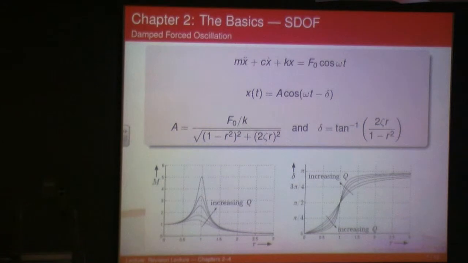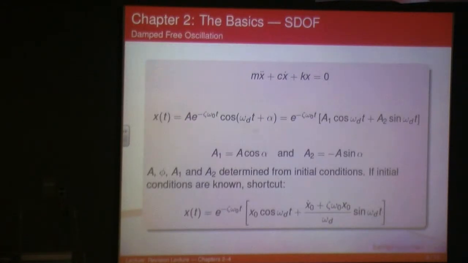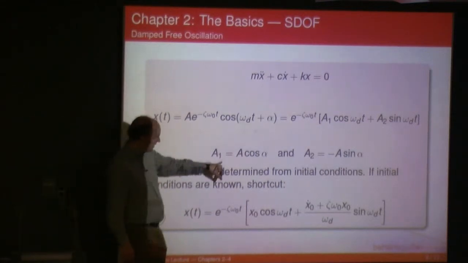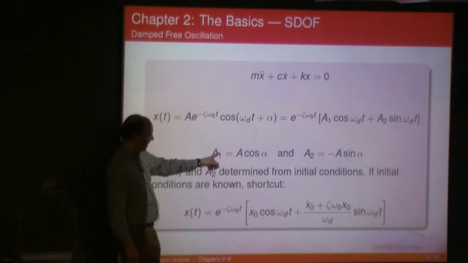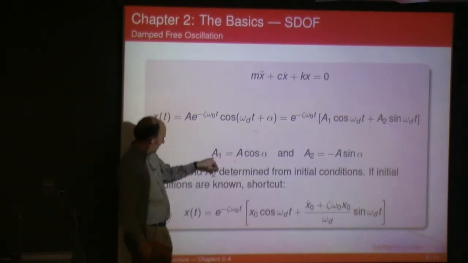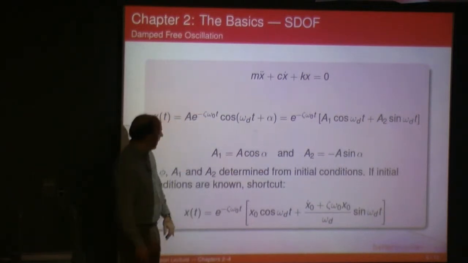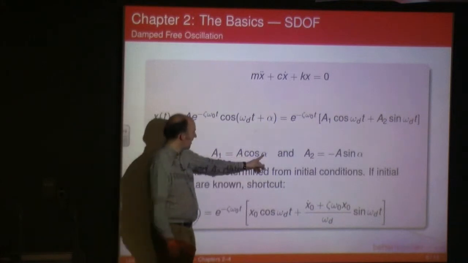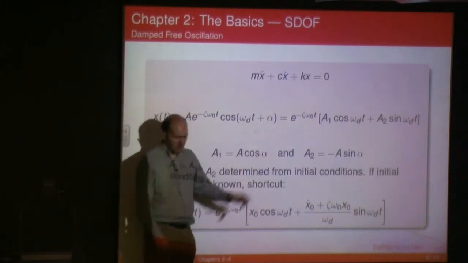The only thing that I've added on the equation sheet is the way to go from, say, this equation back to this equation. You can use Pythagoras' theorem to find A from A1 and A2, and you can use tangent to find alpha from A1 and A2.